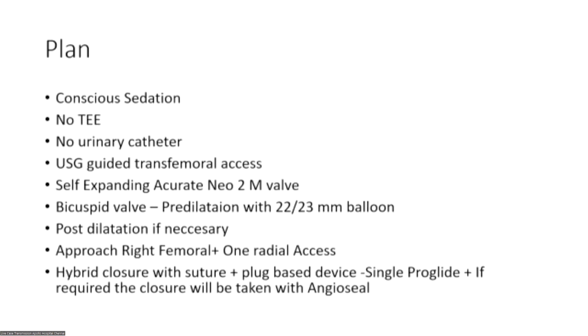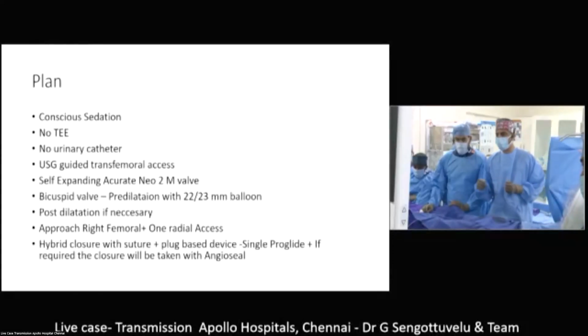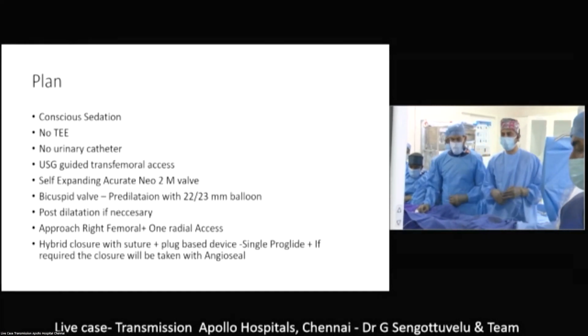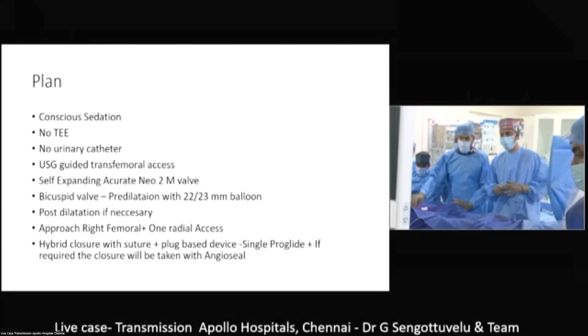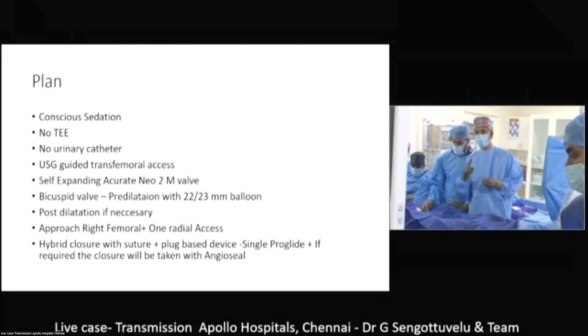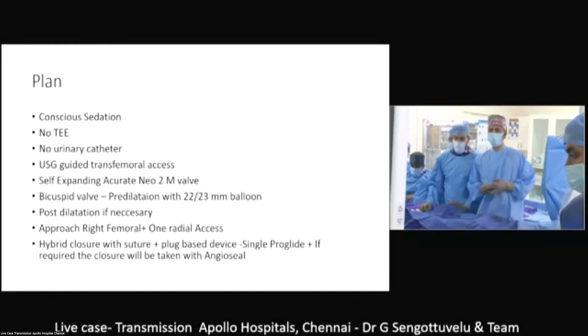We plan to use a self-expanding Accurate Neo valve, considering that this patient's annulus is not big, and that he's young and has already had some coronary interventions in the past with a circumflex stent. So having good coronary access is always good. And this patient has a bicuspid valve, where it's more challenging to use Accurate Neo. So it's mandatory to predilate aggressively, and post-dilate if necessary.